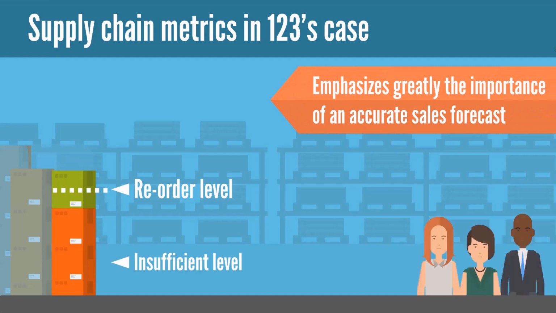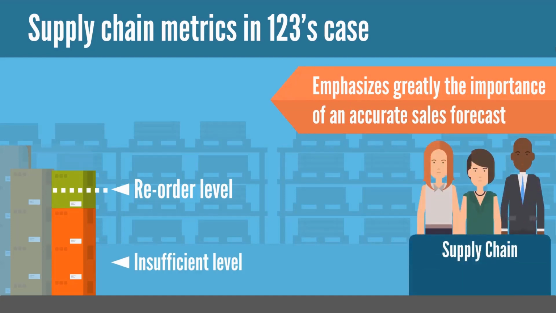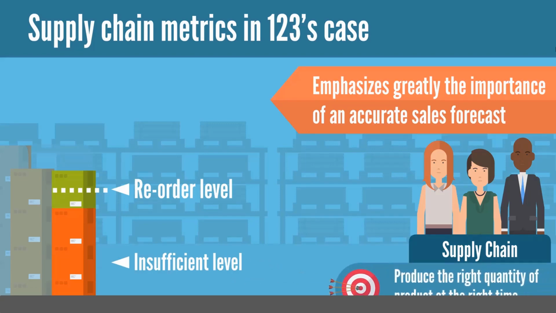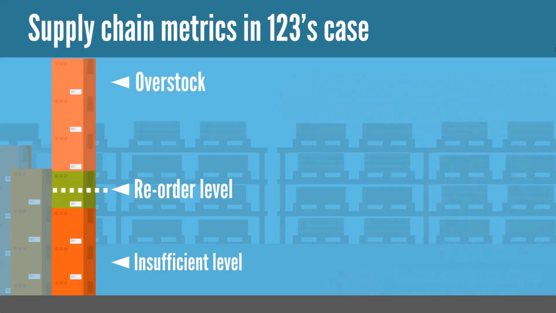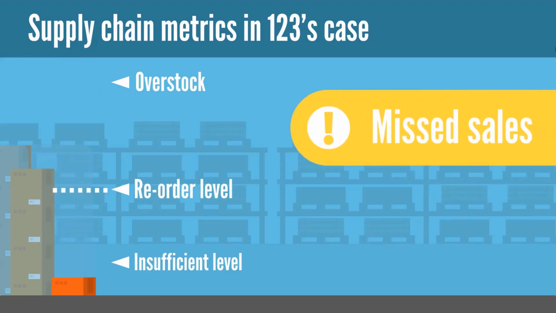Now, I believe this emphasizes greatly the importance of an accurate sales forecast. The organization needs to be able to predict the demand for different products throughout the year. This is necessary because the supply chain aims to produce the right quantity of product at the right time. Producing more than what is needed creates overstock and has a negative impact on the firm's cash flow, while having insufficient inventory levels might result in missed sales and unhappy customers, as they'll have to wait more time to receive products.